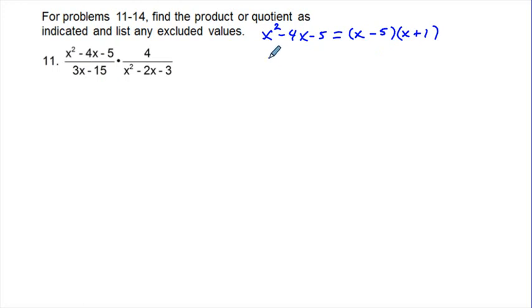And then the next one, we're going to have our denominator 3x minus 15. And in factored form, that's going to be 3 times quantity x minus 5. So when it comes to excluded values here, I'm going to write this down here. Kind of pick those up as we go.